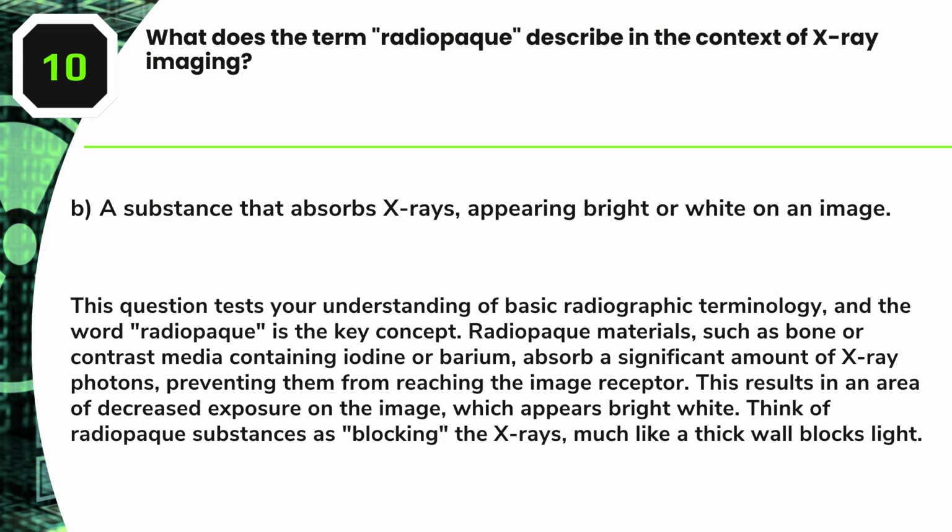Answer B. A substance that absorbs X-rays, appearing bright or white on an image. This question tests your understanding of basic radiographic terminology, and the word radiopaque is the key concept. Radiopaque materials, such as bone or contrast media containing iodine or barium, absorb a significant amount of X-ray photons, preventing them from reaching the image receptor. This results in an area of decreased exposure on the image, which appears bright white. Think of radiopaque substances as blocking the X-rays, much like a thick wall blocks light.